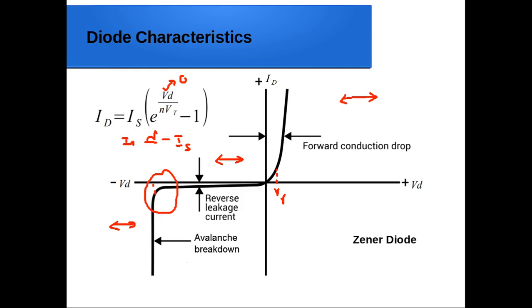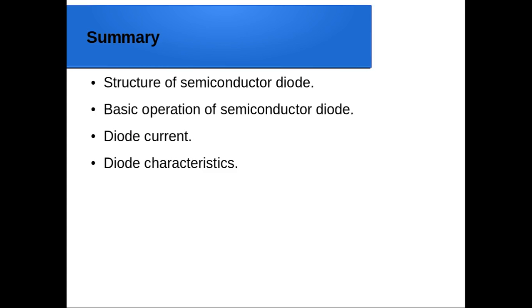So let us see what all things we have discussed today in this session. We have seen the structure of semiconductor diode. We saw the basic operation of semiconductor diode. We saw the diode current relations. We familiarized with some of the terms which come in the diode current equation, and finally we discussed the diode characteristics.